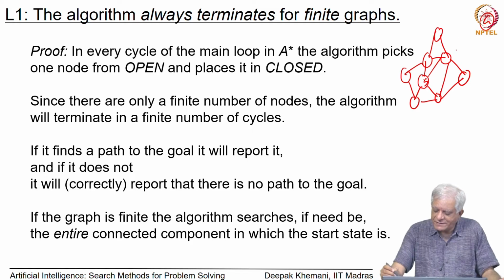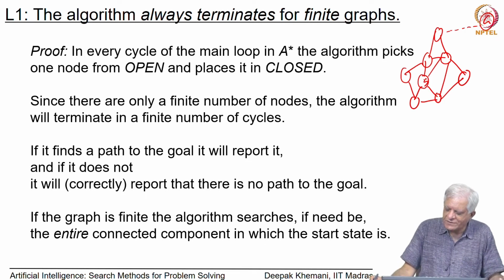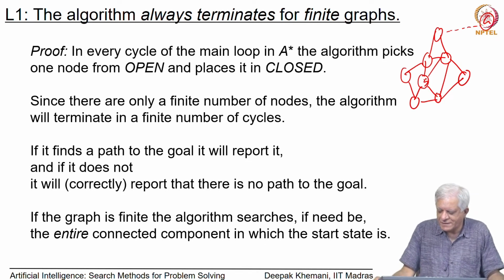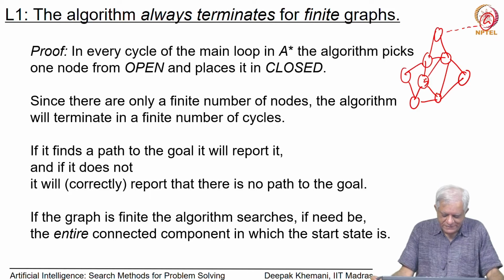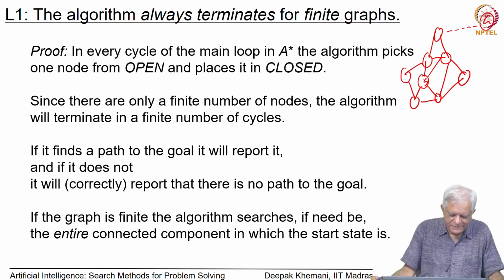If there was on the other hand an edge going from one of these nodes to the goal node, then the algorithm would have generated the goal node, as we have been seeing in examples, and found a path to the goal node. So, in either case, if there is a path to the goal node, it will find it and report the path. If there is no path, it will report that there is no path, and the answer is going to be correct in both cases.